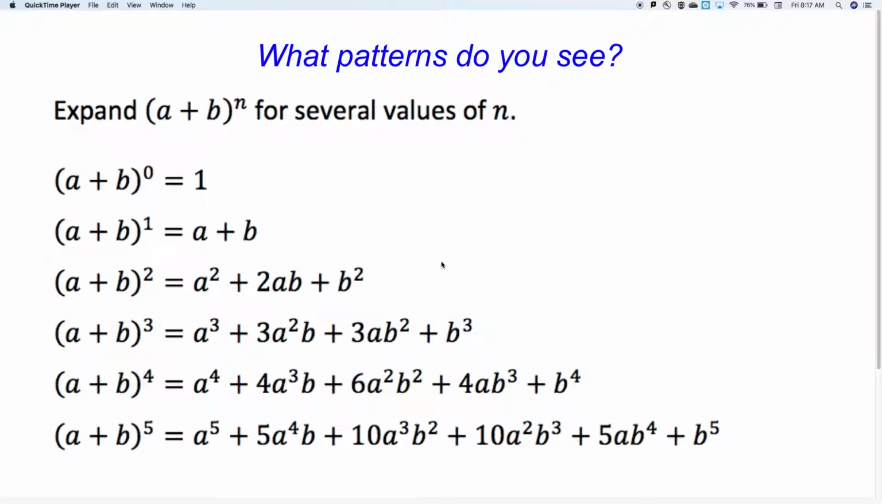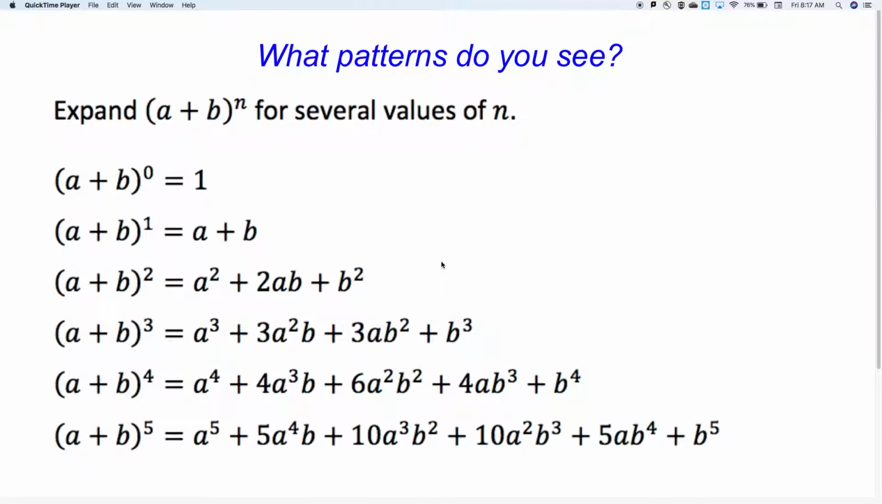Here I did a plus b to the first, which is just itself, a plus b. Here I did a plus b squared, so I'd have to write it out like a plus b times a plus b, and I did all the work for you. I FOILed it out, a times a, a times b, b times a, b times b, and combined all the like terms already. So you don't see all my math in between, but that comes out to be a squared plus 2ab plus b squared. And then I did cubed, fourth, and fifth.